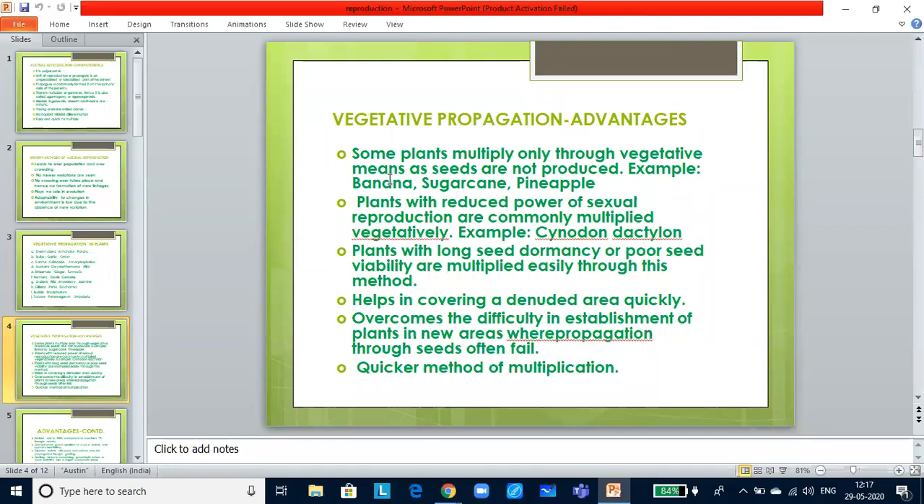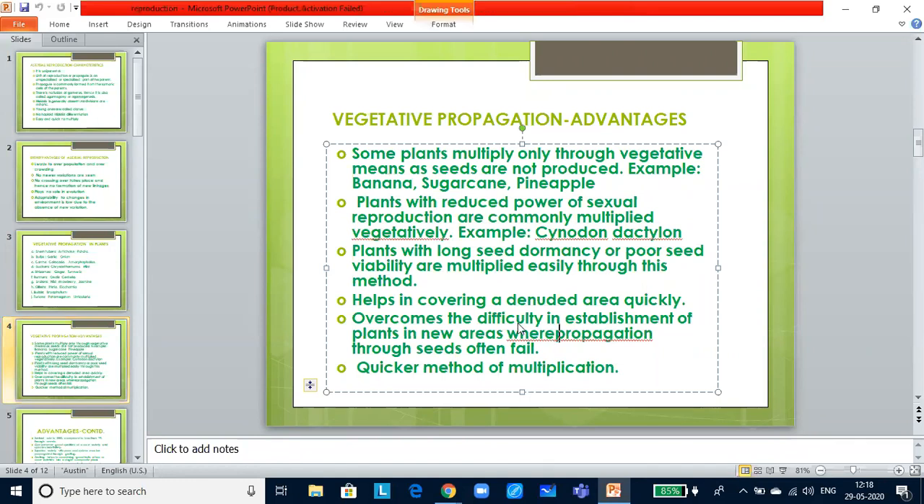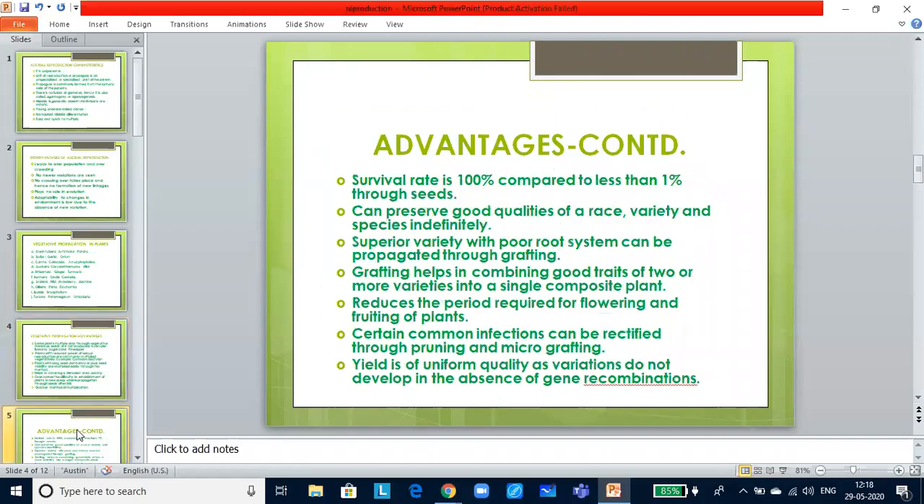And plants with long seed dormancy or poor seed viability are easily multiplied through this method. If your area is denuded, there is no vegetation. If you quickly want to build up the vegetation, the easiest way would be through vegetative propagation. It overcomes the difficulty in establishment of the plants in the new areas where propagation through seeds often fails. Hence it is a quicker method of multiplication. So these are the advantages of vegetative propagation.